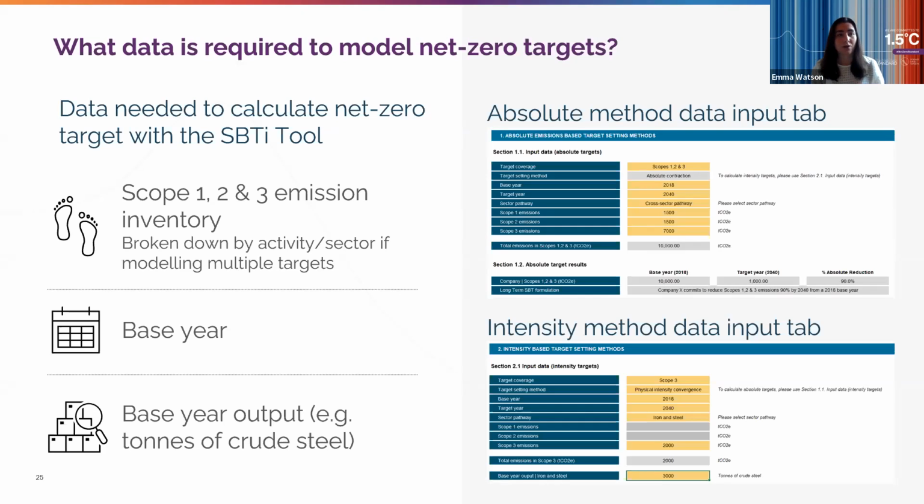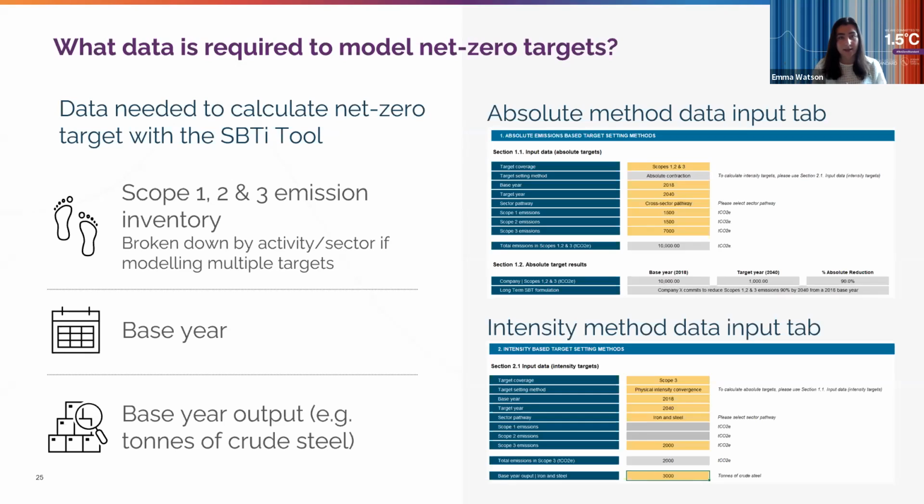The next thing that you would need to know is your base year. The base year should be 2015 at the earliest, and we recommend that that would be a year that is representative of your typical emissions footprint. The impacts from COVID are something that should be taken into account when selecting your base year. And then if you're setting an intensity target, you would also need to know your base year output. So for example, if I'm setting targets on emissions per ton of steel, I would obviously need to know the tons of steel that the company would output in its base year.